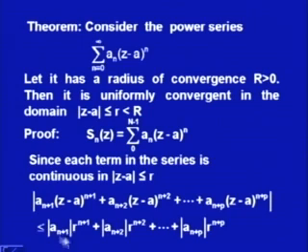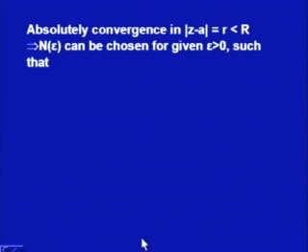This is less than |a_{n+1}| r^{n+1}, plus |a_{n+2}| r^{n+2}, and the last term is |a_{n+p}| r^{n+p}. These coefficients may be imaginary, so we have to consider the modulus here. So, this sum is less than the sum of these terms, since the triangular inequality is applied. So, we have absolute convergence at |z - a| = r, which is less than r.